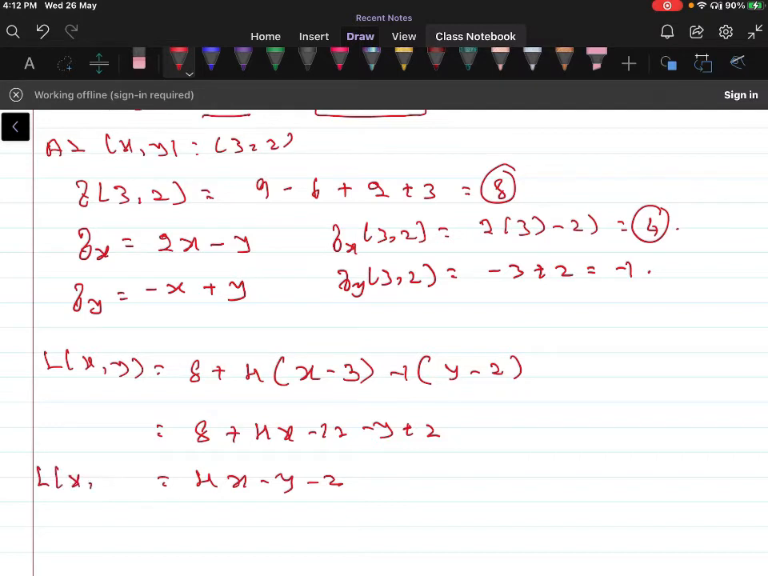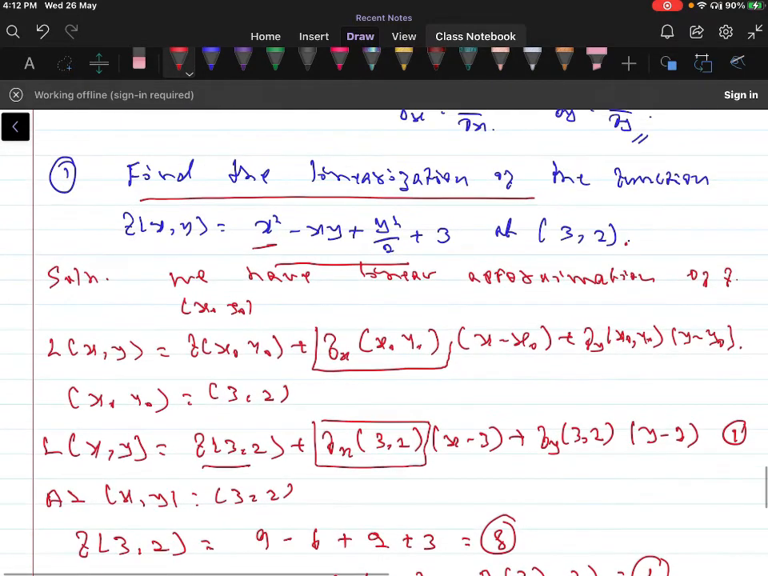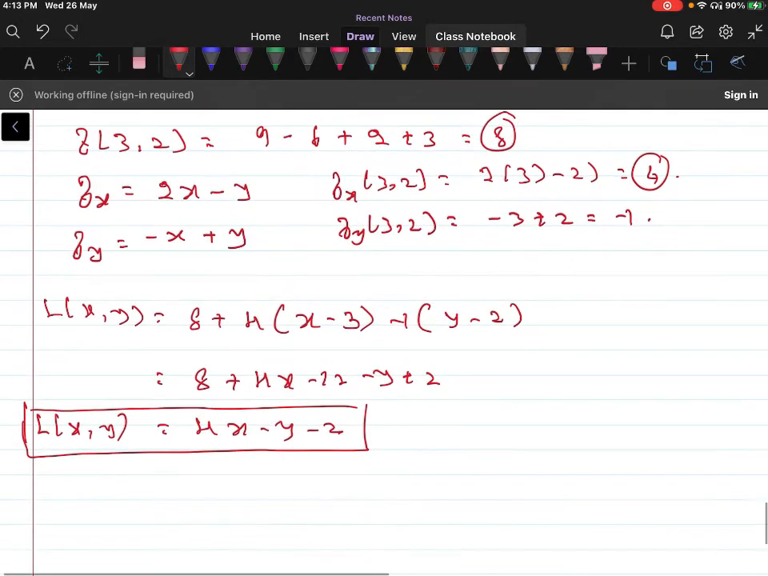So this is the linearization of the function f, where f is equal to x square minus xy plus y square by 2 plus 3. At this point we can linearize the function, so that is 4x minus y minus 2.